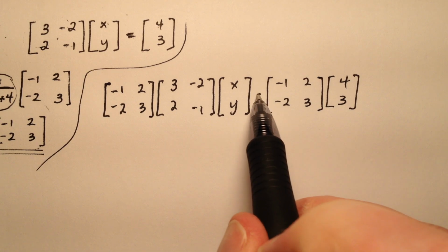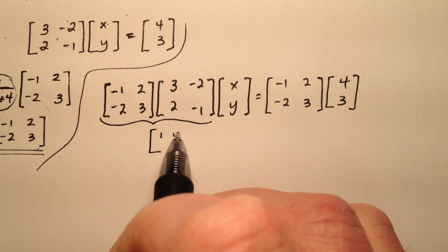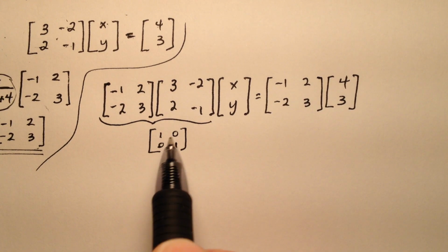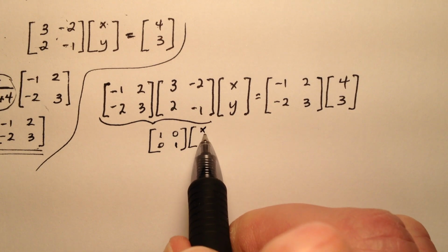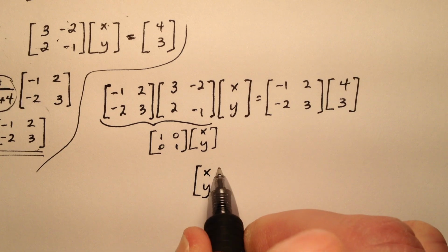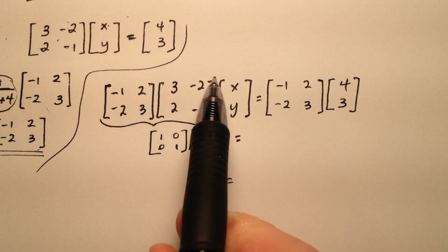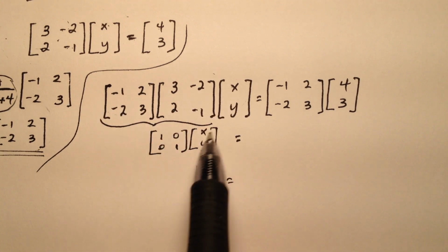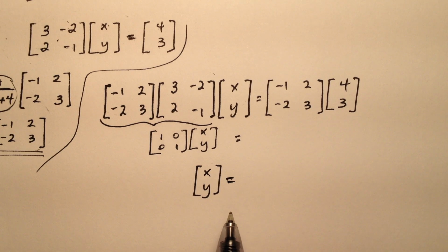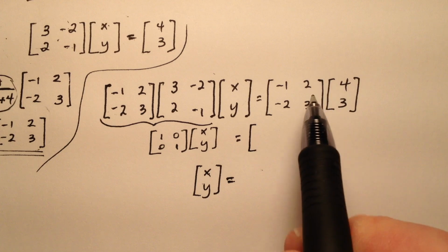Okay. So I know that when I multiply these two things together, this is going to give me the identity matrix. And when I multiply that by x, y, I know that's just going to give me x, y. So the point of all this on the left side is just to get rid of this, and it just gives me x, y. So ultimately I'm going to be using equivalent matrices. So what about on this right side?